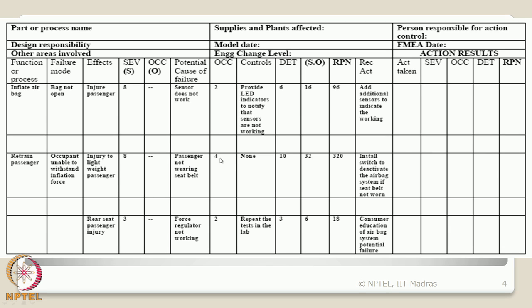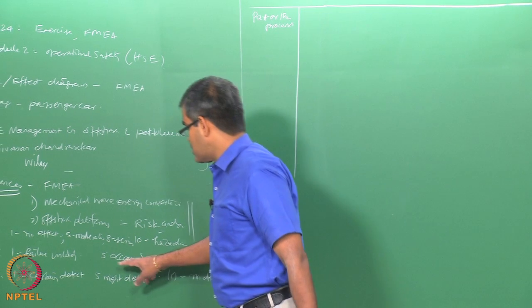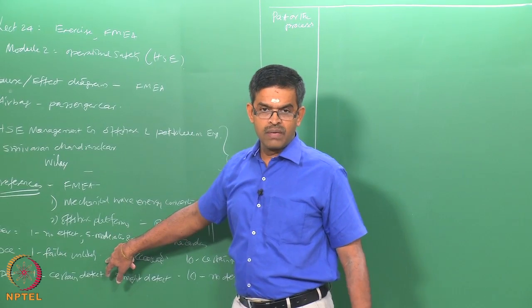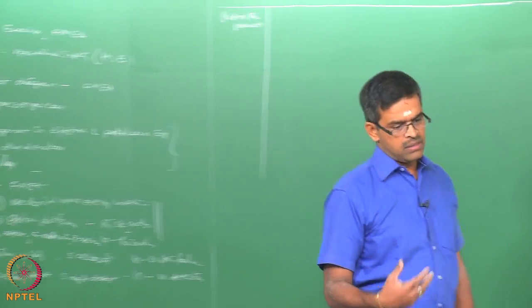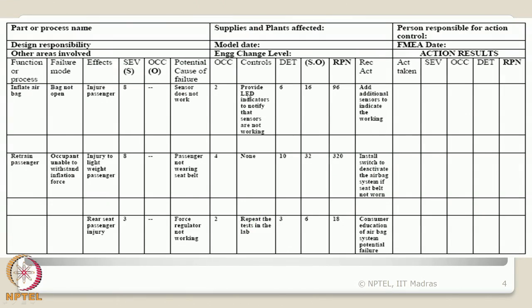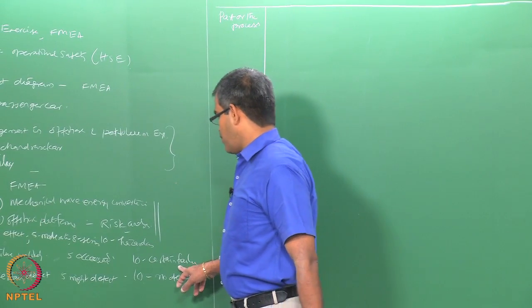In that case, the occurrence can be a scale of 4, let us say. Occurrence scale of 4 indicates that it is still occasional that the passenger will be injured because of inflation of the airbag. It is still close to occasional. You need not provide any control for this, except that you make a sensor showing the seat belt is not worn. But the detectability is 10, it means the failure is certain.